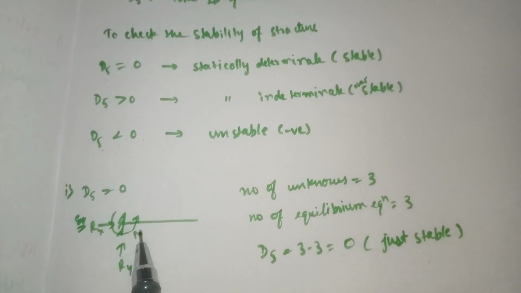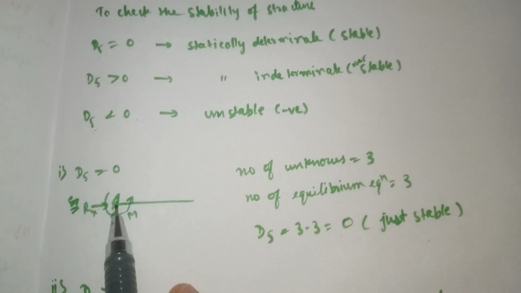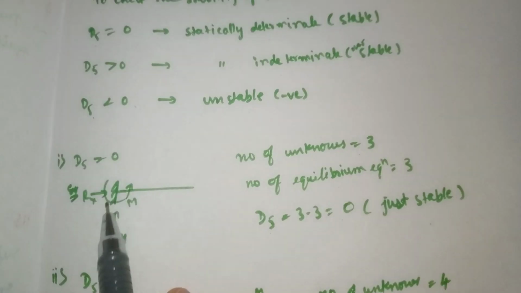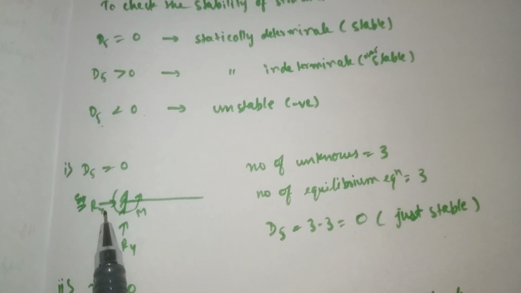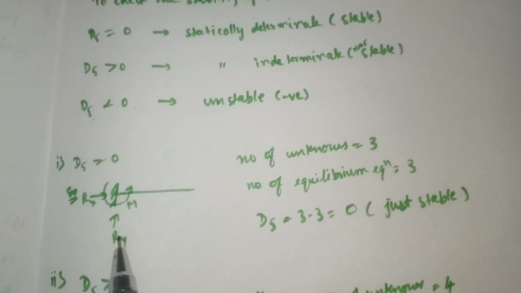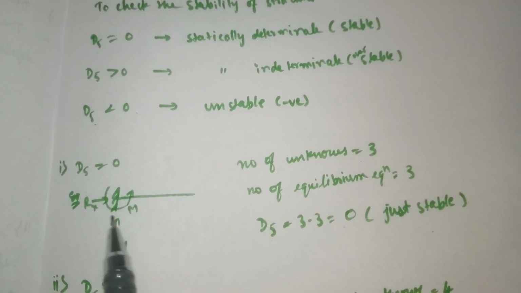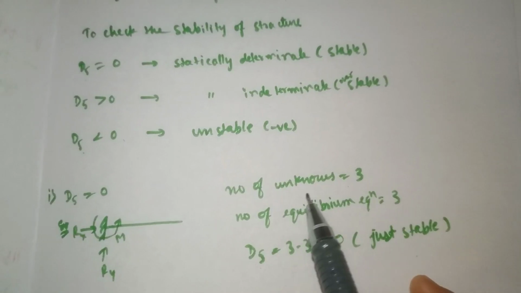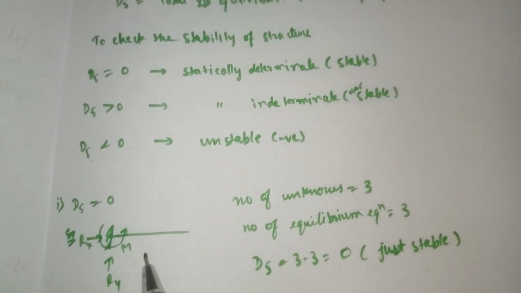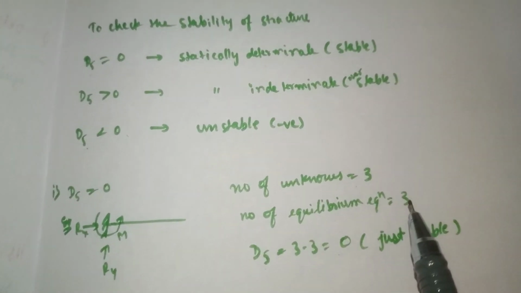So I have assumed one beam here having one end fixed. At the fixed end, the formation of reactions is one horizontal reaction, one vertical reaction, and one moment takes place. So the total number of reactions is 3. So the number of unknowns is 3. So our equilibrium equations are 3.